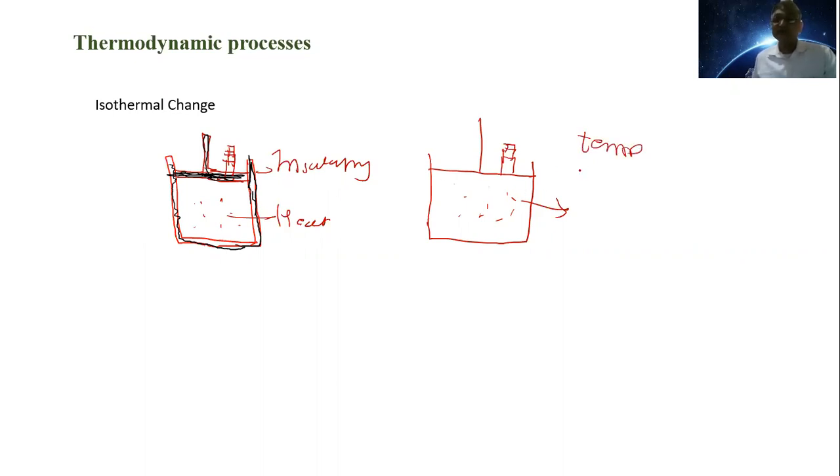That's why what happens here, the temperature of the system remains constant. या ठिकाणी temperature constant. लक्षात? But here the heat is not given to the surrounding, and therefore the temperature rises here.